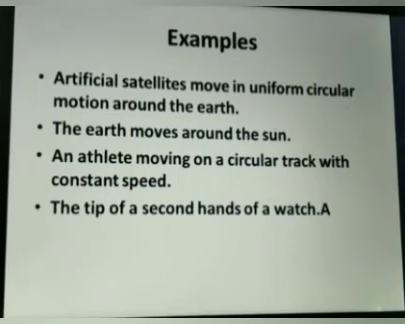Examples: an artificial satellite moves in uniform circular motion around the earth. The earth moves around the sun. An athlete moving on a circular track with constant speed. The tip of the second hand of a watch.